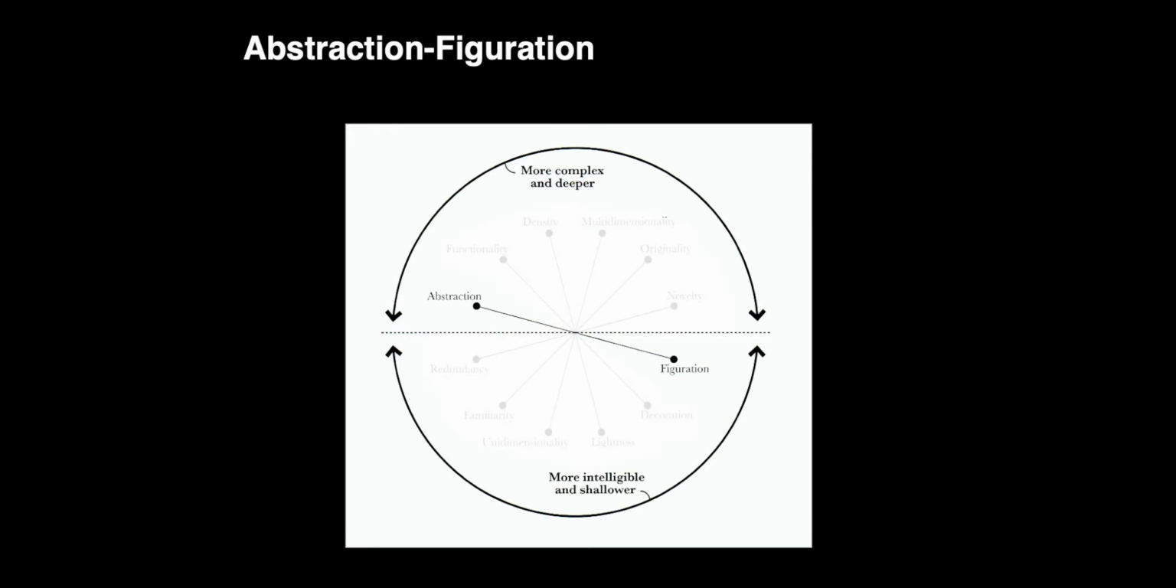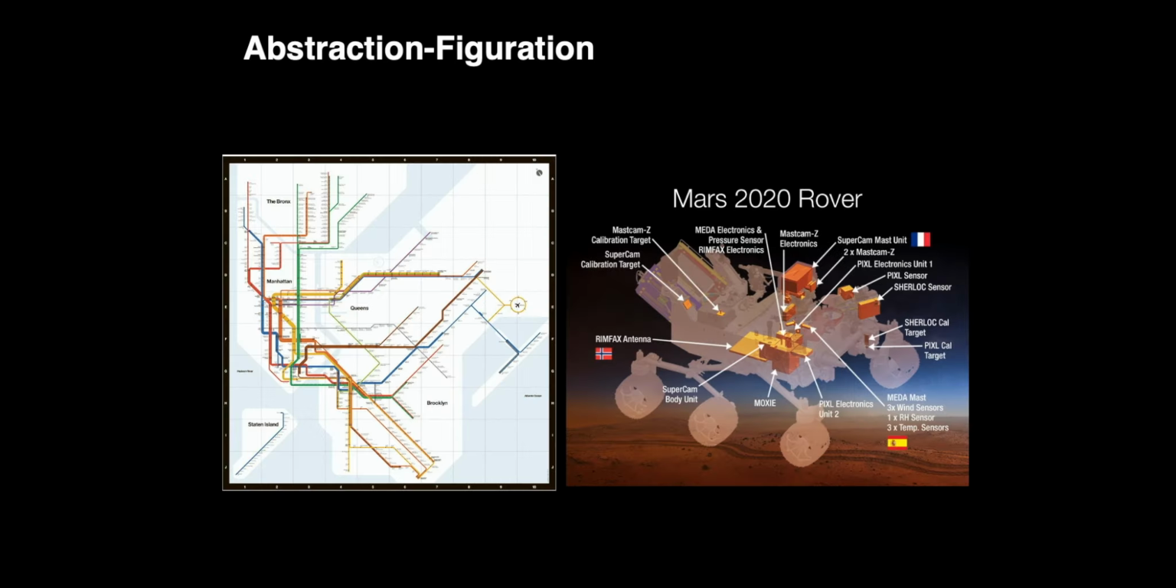We have to decide if our visualization is going to be more abstract or if we are going to be using more figurative graphics to interpret the data. On the left is Massimo Vignelli's subway map, and on the right is a breakdown of the 2020 Mars rover. The Massimo Vignelli subway map is much more abstract. It's looking at all the data in a more abstracted way. So the distance between each subway stop isn't necessarily 100% accurate.